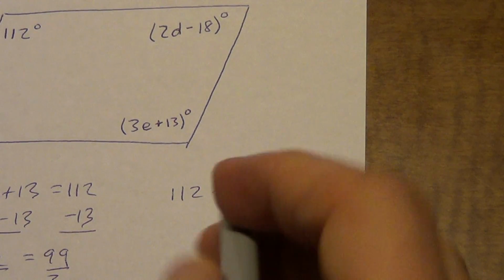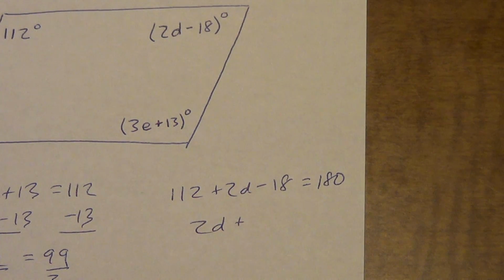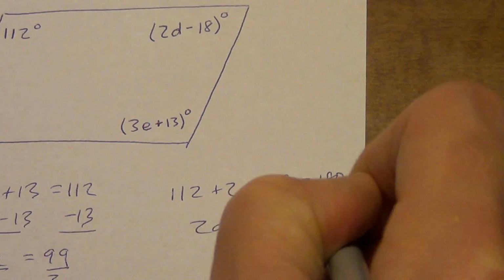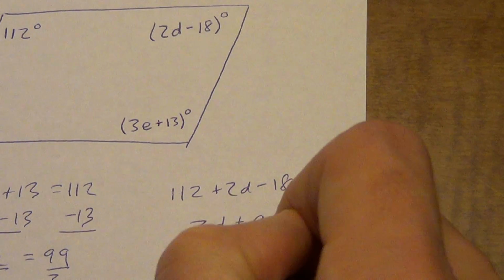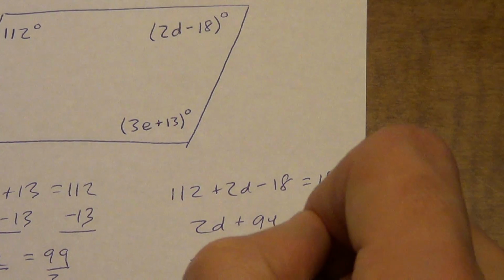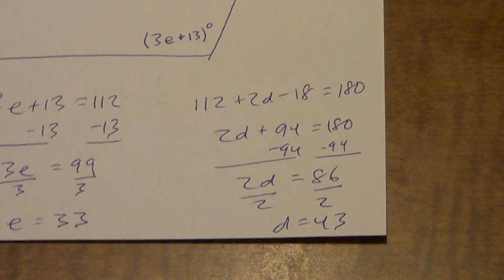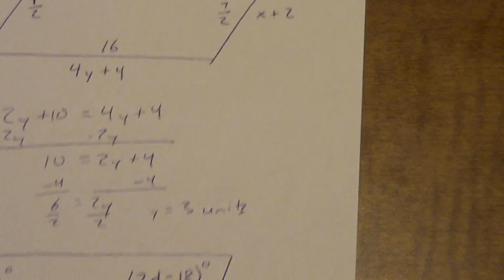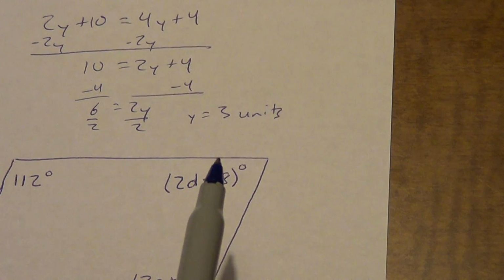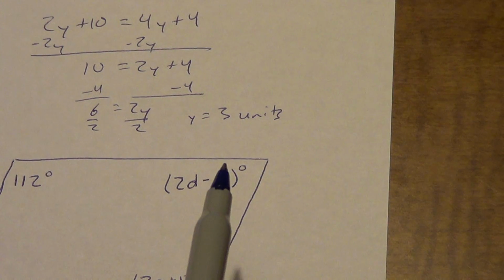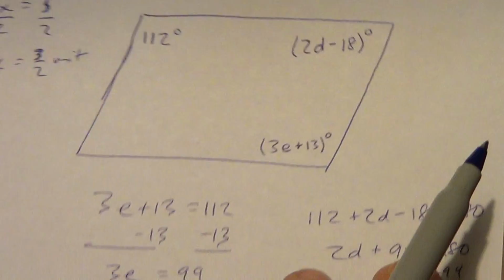If we add these like terms together, we get 2d plus, let's see, 112 minus 18 is 94 equals 180. We subtract 94 from both sides. 2d equals, that looks like 86. Divide by 2, d equals 43. All right, let's check it. 2 times 43 is 86. 86 minus 18 is 68. 68 plus 112 is 180. Good. The answer makes sense.